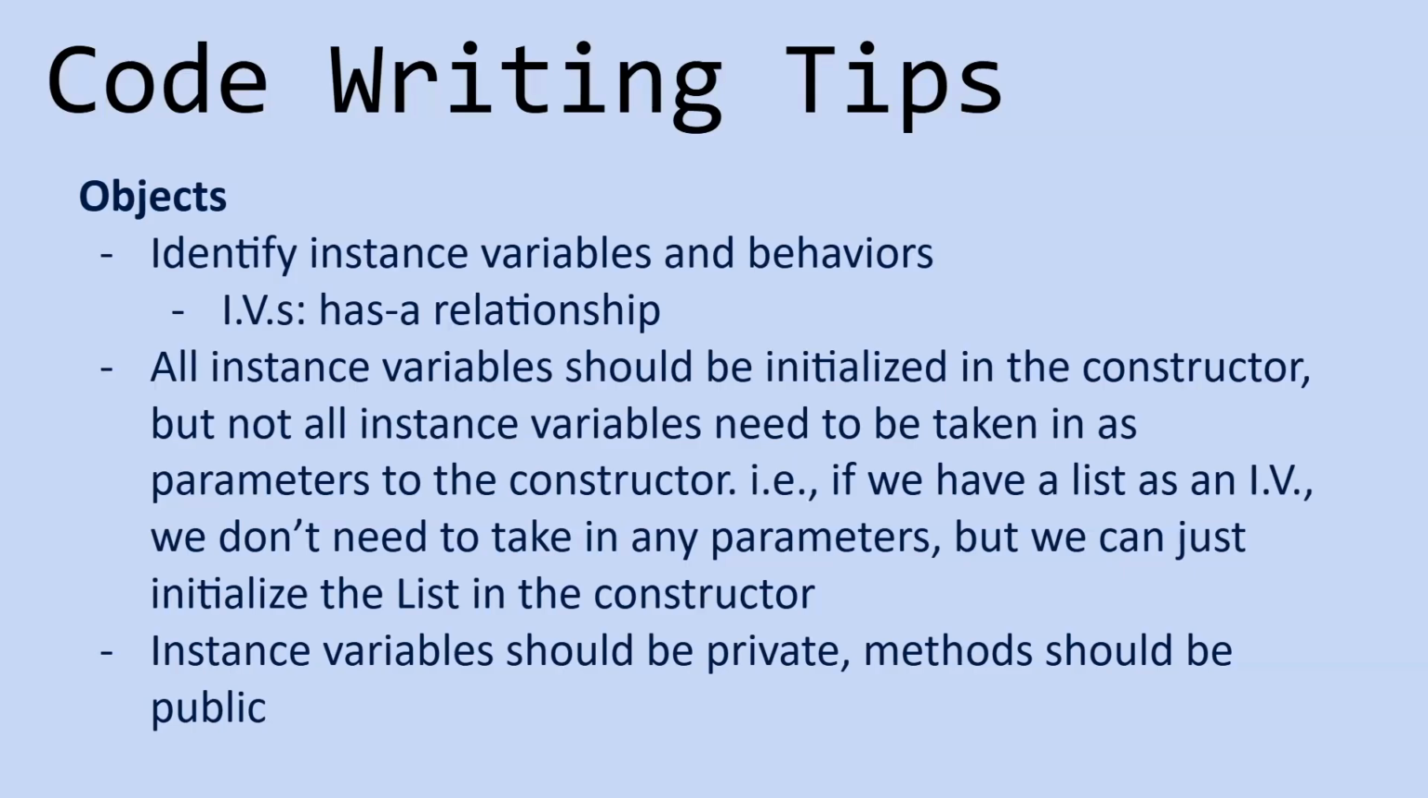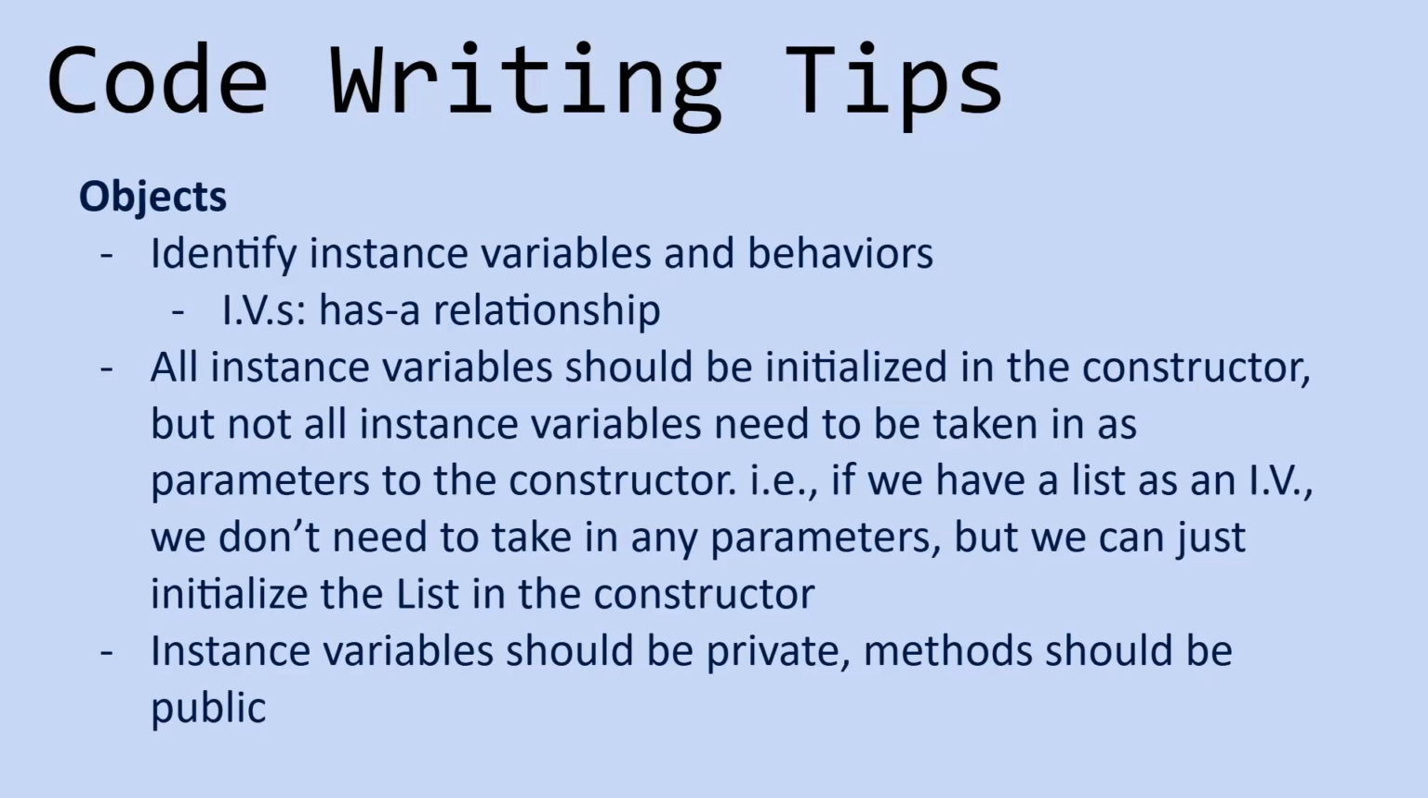One common example is if we have a list as an instance variable, we don't need to take in any parameters because more often than not, there's not going to be an already constructed list that we would assign our instance variable to. So if we have a list as an instance variable, we wouldn't necessarily have a list as a parameter. We would just initialize the list in the constructor and make that an empty list, because throughout the rest of the object's lifetime, we'll be adding or changing all the stuff that should be in the list.